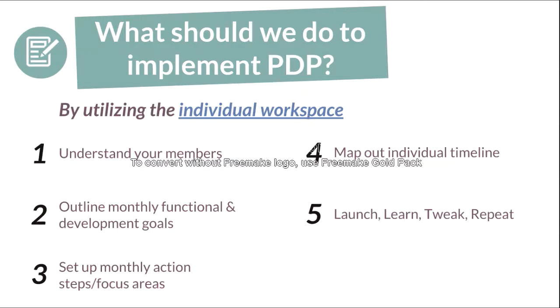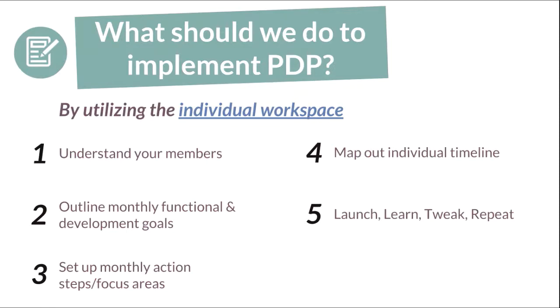Using the individual workspace can easily be broken down into 5 major steps. Number one, first you need to understand your members: who they are, what their goals and ambitions are, their strengths and weaknesses, and what they want to develop in Isaac especially. So that's number one. Number two, you outline their functional goals with them. So you show them, okay, these are your functional goals, this is what you need to achieve by the end of this month.